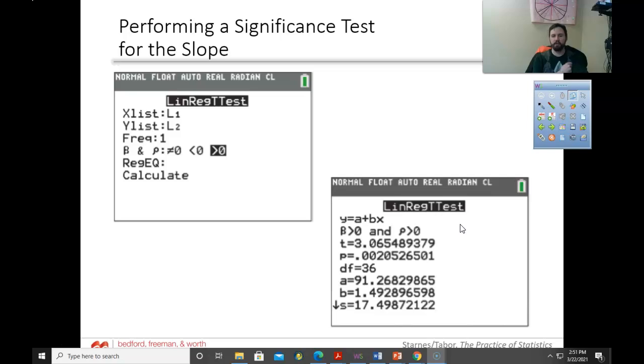You can also do this in your calculator. They're going to give you the readout. That's how you do it. LinReg t-test. Plug in your data in L1 and L2. It'll give you the same information: t and p and degrees of freedom. Okay, that's it.